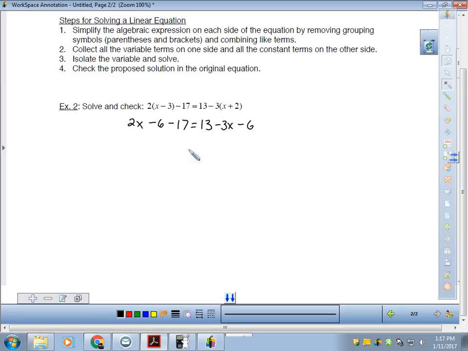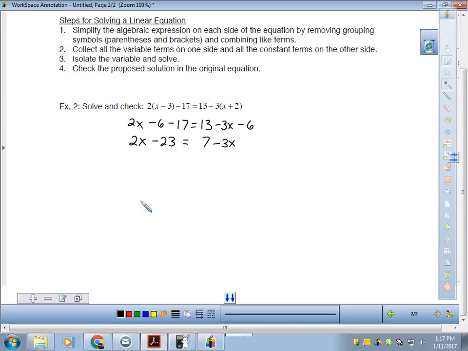So we've gotten rid of the grouping symbols. We've gotten rid of the parentheses. Now we want to combine like terms. So 2x here, minus 6 and minus 17. Those combine together to make minus 23. Here, the 13 and the minus 6, so that'll be a positive 7 minus 3x. Okay. So we've combined like terms.